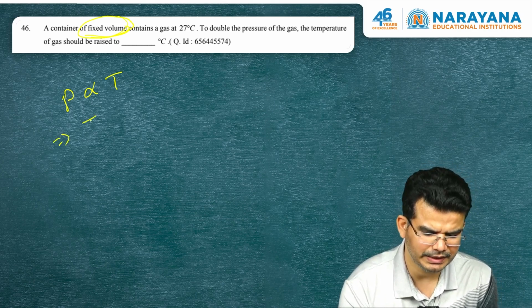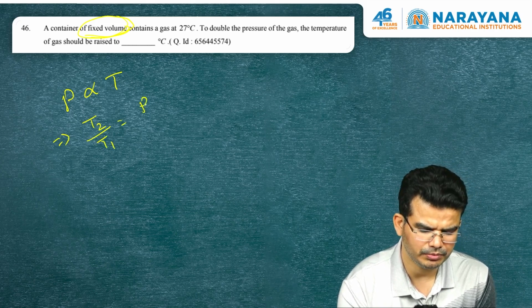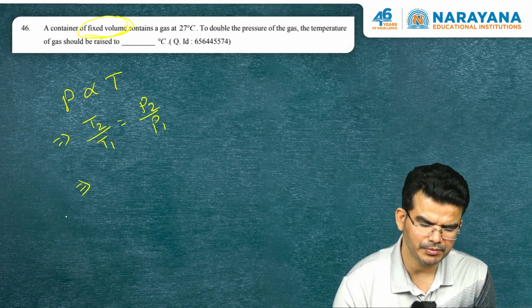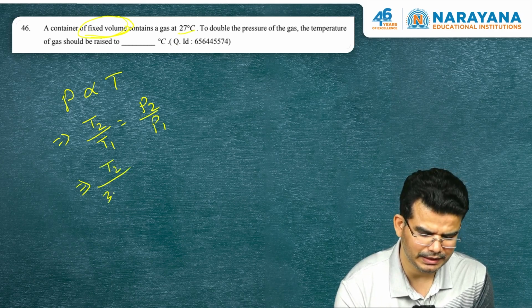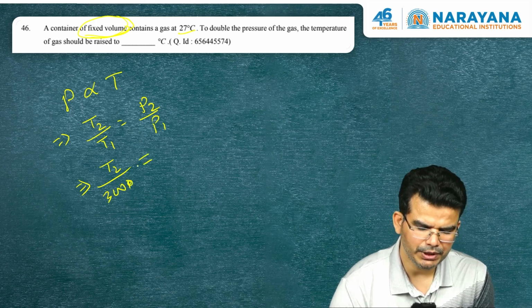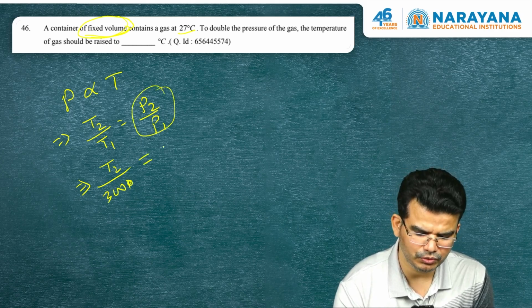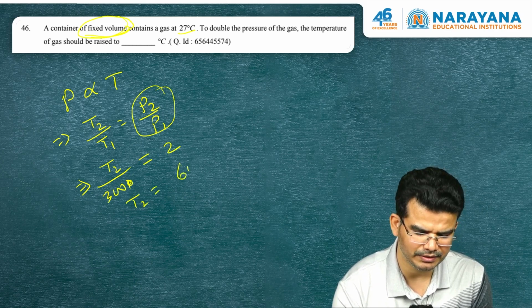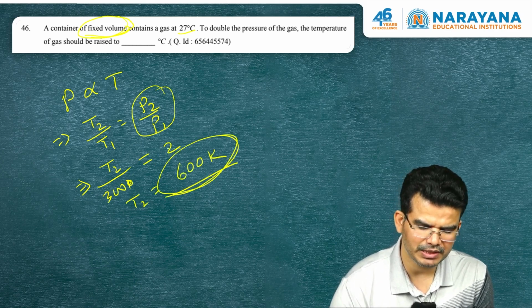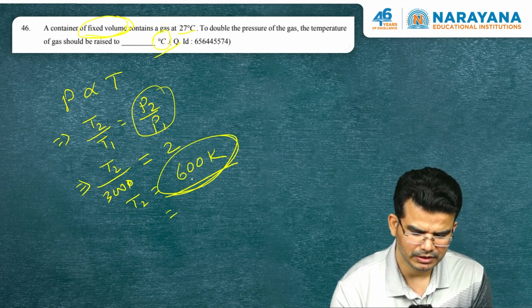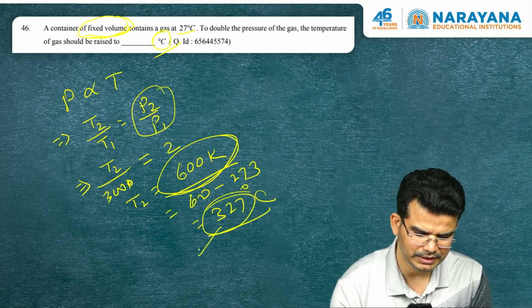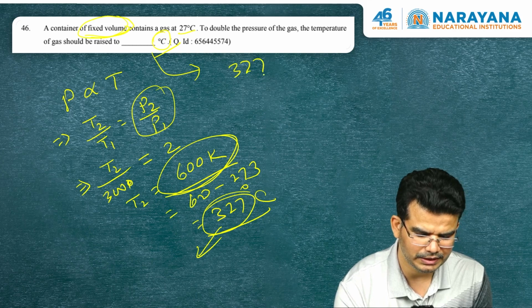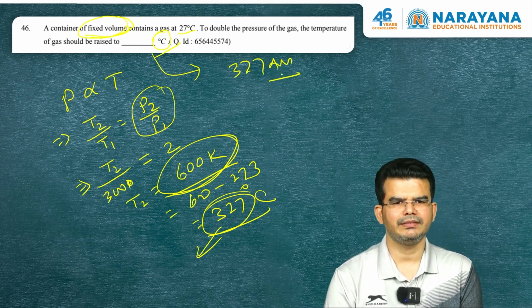From here I can say T2 by T1 equal to P2 by P1. Temperature must be put in Kelvin for solving. T2 I do not know, T1 is 27 degree, that is 300 Kelvin. P2 by P1 equal to 2. So, from here T2 is 600 Kelvin. But the answer is in degree centigrade, so it is 600 minus 273, that is 327 degree centigrade. So, the correct answer should be 327. Okay, fine. Moving to next one.